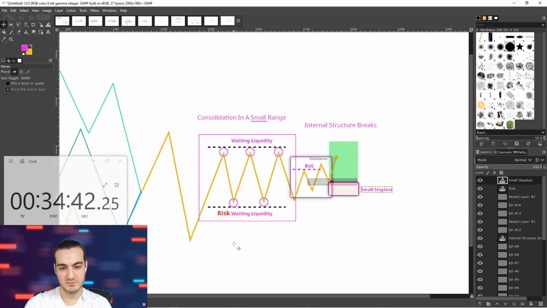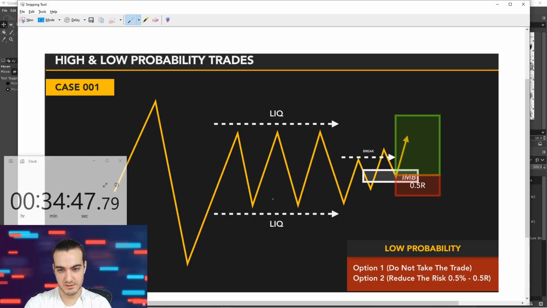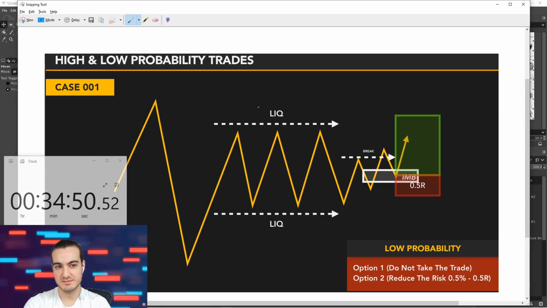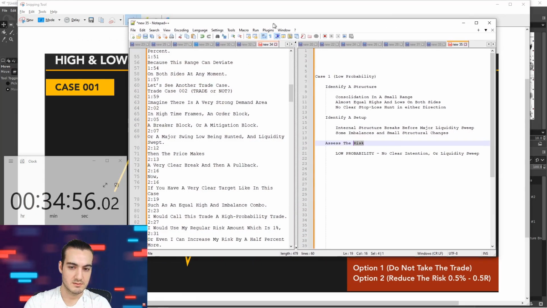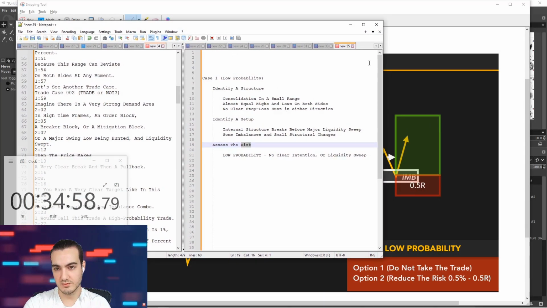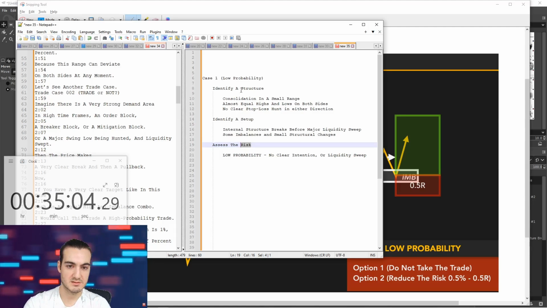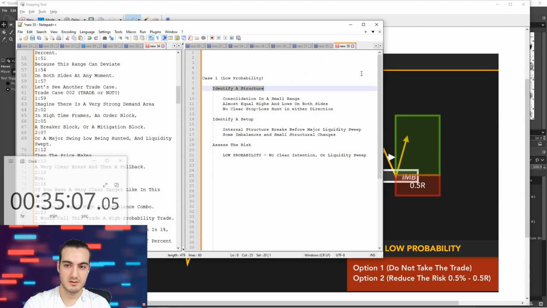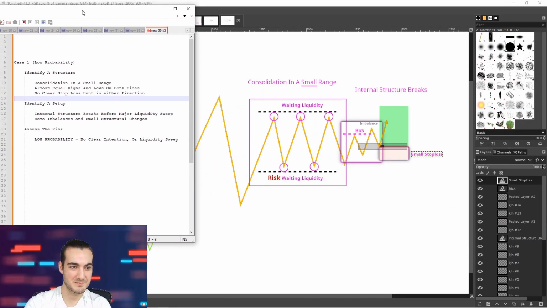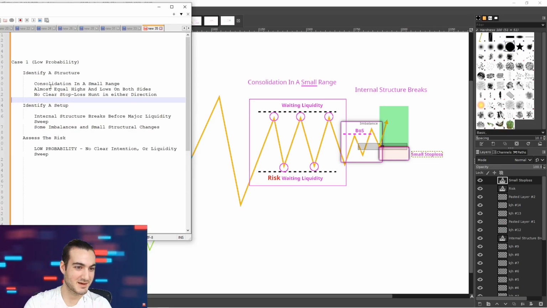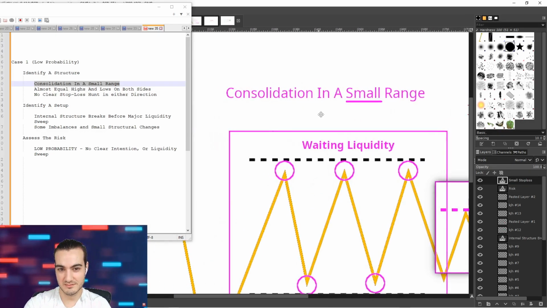Okay, I think I'm ready to walk through this first case. We don't have too much to work on, so it really helps if you slow down and try to see what he's saying. So when you're looking at a potential trade, I identify 3 steps. So first you identify the structure. All right, so what was I saying? So first, 3 steps. Identify the structure. In this case, it's a consolidation in a small range, as I say here.